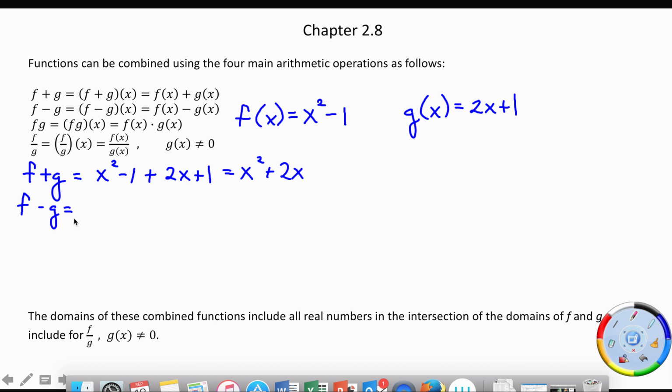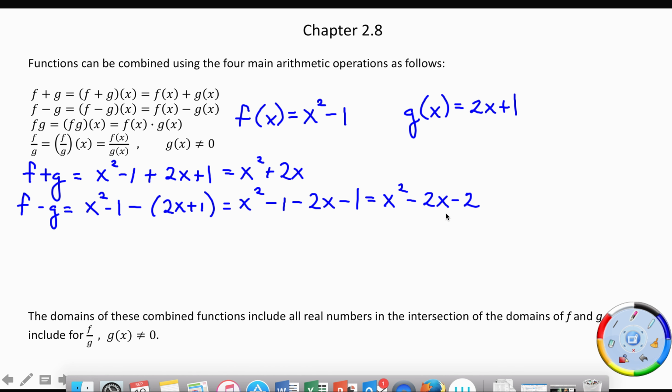F minus g, same thing, except we would subtract the two functions. But first I would take the function f, and because it's subtraction, I have to be very careful. I cannot just write minus 2x plus 1, because I don't want to just subtract one term from g. I need to subtract the entire function g. In other words, it would be x squared minus 1 minus 2x minus 1, which simplifies to x squared minus 2x minus 2.